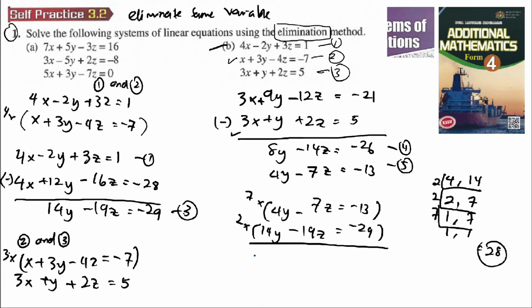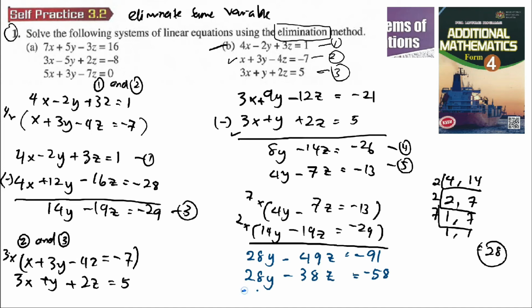So here, 7 times 4 you get 28y, 7 times negative 7 you get minus 49z. So this one is 13 times 7, you get 91, so this one is negative 91. So this one, 2 times 14 is 28y, 2 times negative 19 is negative 38z, right? So this one is 2 times negative 29, you get negative 58.